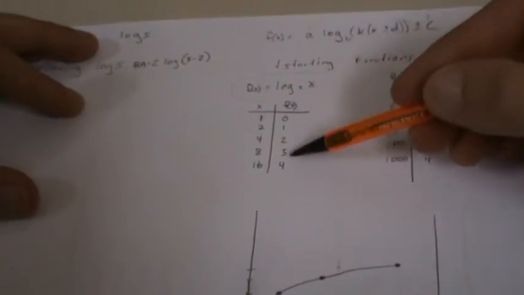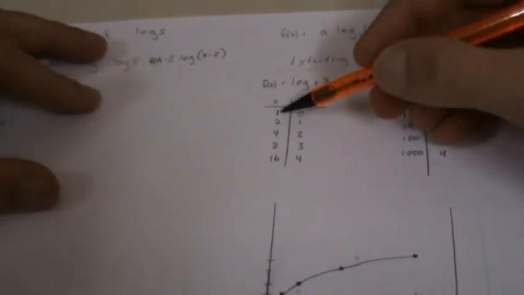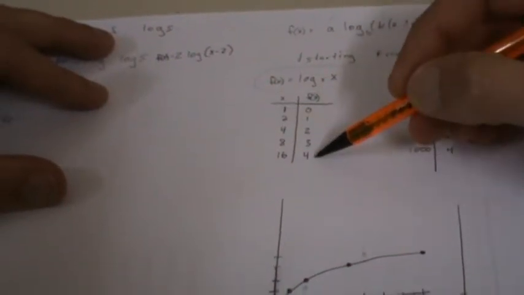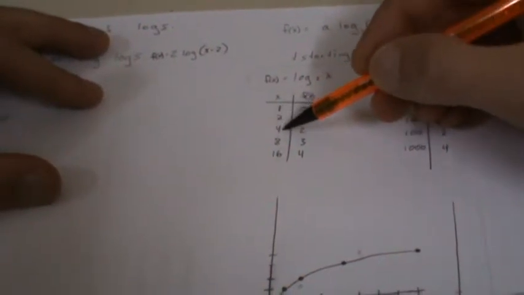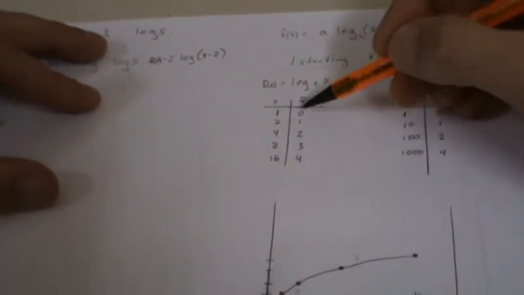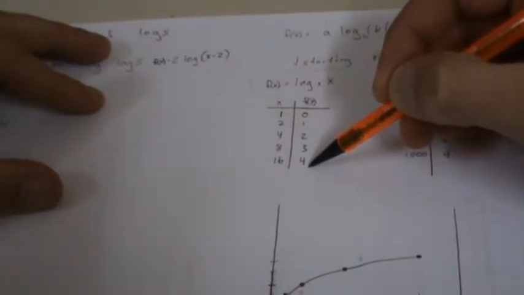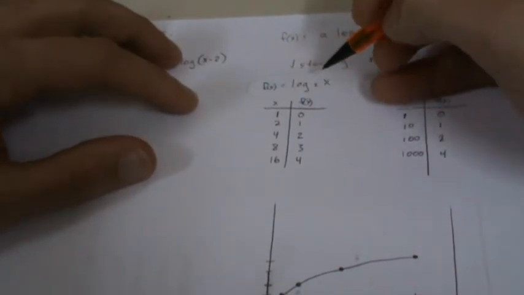And so I've made a table of values for a base 2 logarithm where my inputs, I've chosen some special inputs so that I would get whole numbers as my outputs. Here I've got 1, 2, 4, 8, and 16, giving me an output of 0, 1, 2, 3, and 4. Alright, and so just a quick explanation as to why these outputs are the case.